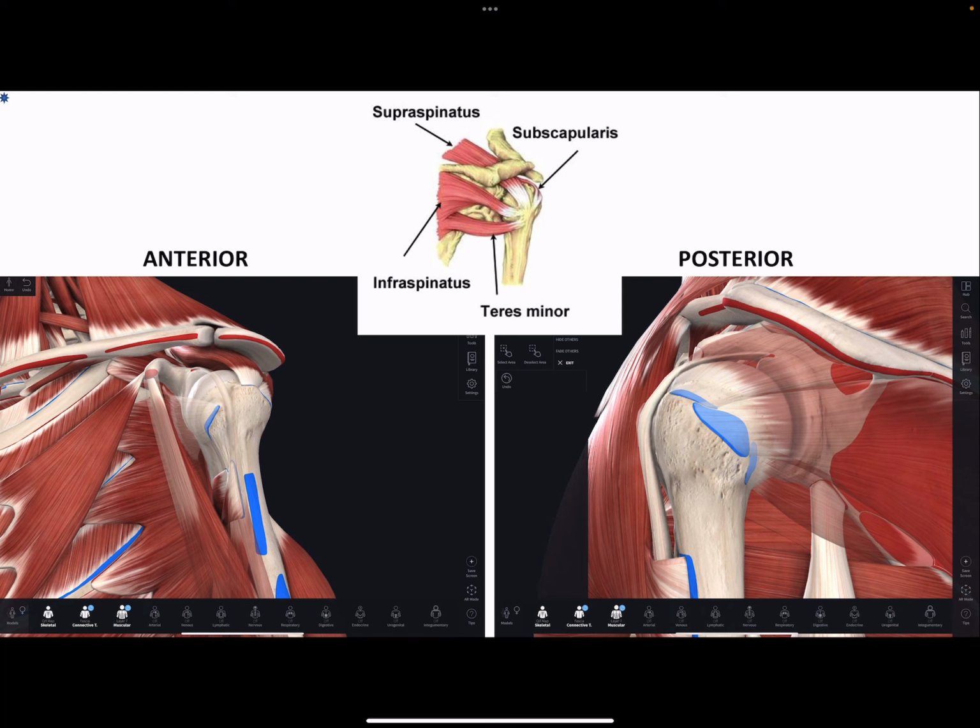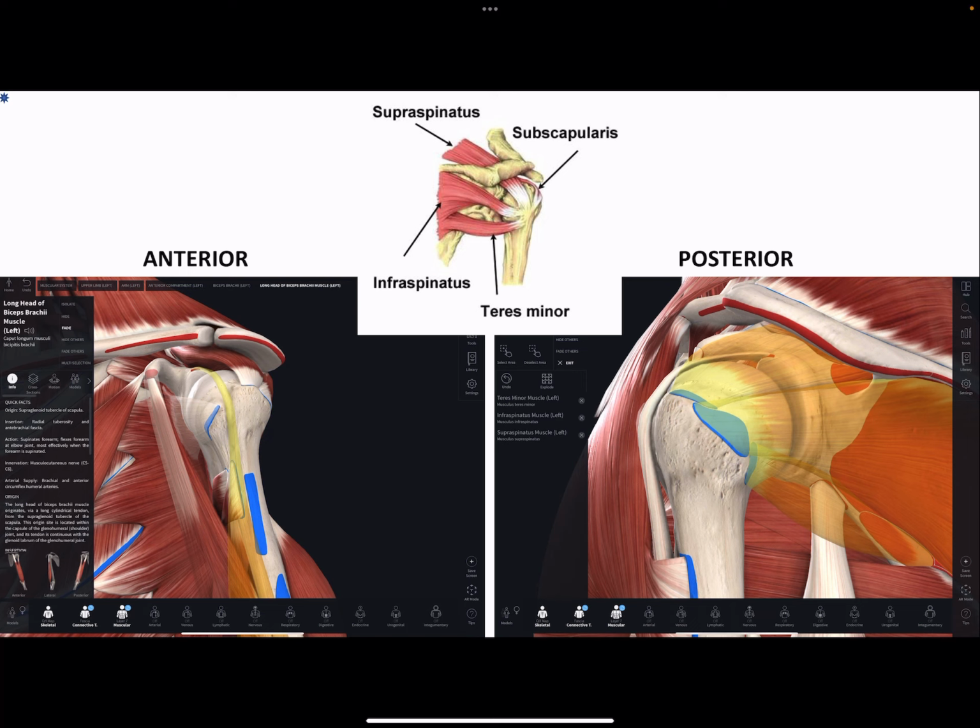On the posterior, we're going to have the teres minor, infraspinatus, and then supraspinatus. And those are all, of course, attached to the greater tubercle on the posterior side of the humerus. Then on the anterior side, we're going to have the subscapularis, which is attaching to the lesser tubercle, and then between the lesser tubercle there and the greater tubercle there, we have the intertubercular groove, also known as the bicipital groove, where the long head of the biceps brachii snakes through.